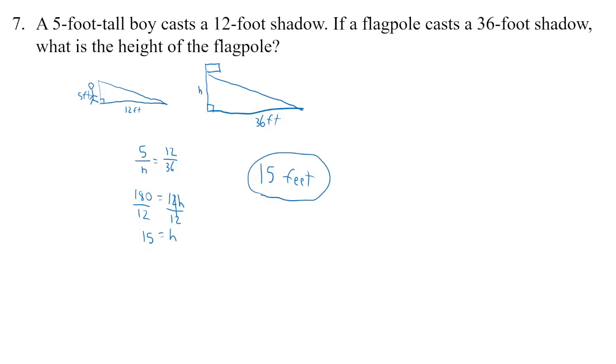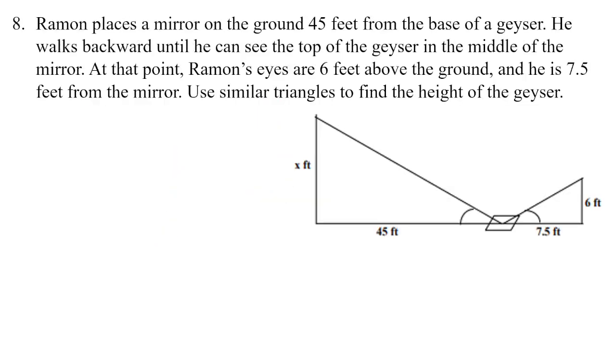Now let's do one more word problem. It says here that Ramon places a mirror on the ground 45 feet from the base of a geyser. He walks backward until he can see the top of the geyser in the middle of the mirror. At that point, Ramon's eyes are 6 feet above the ground, and he is 7.5 feet from the mirror. Use similar triangles to find the height of the geyser.